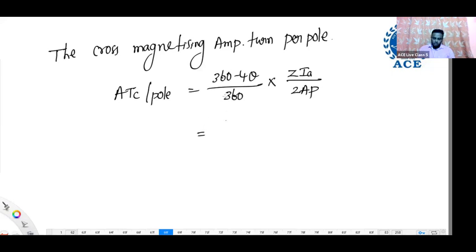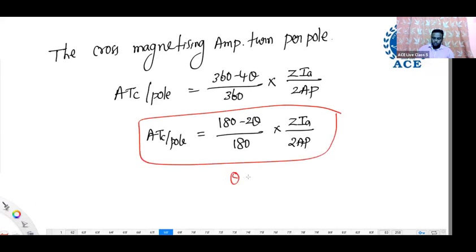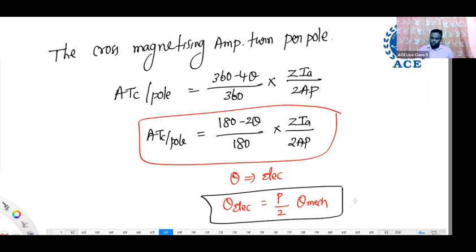Now with a little simplification: 180 minus 2 theta divided by 180, because per pole I am expressing ZIA by 2AP. This is the formula for ATC per pole. In this equation, the important thing is theta. The theta is always the electrical angle. You have to substitute the electrical angle. If the question gives a mechanical angle, don't substitute it directly. Calculate the electrical angle: theta electrical is P by 2 times theta mechanical.